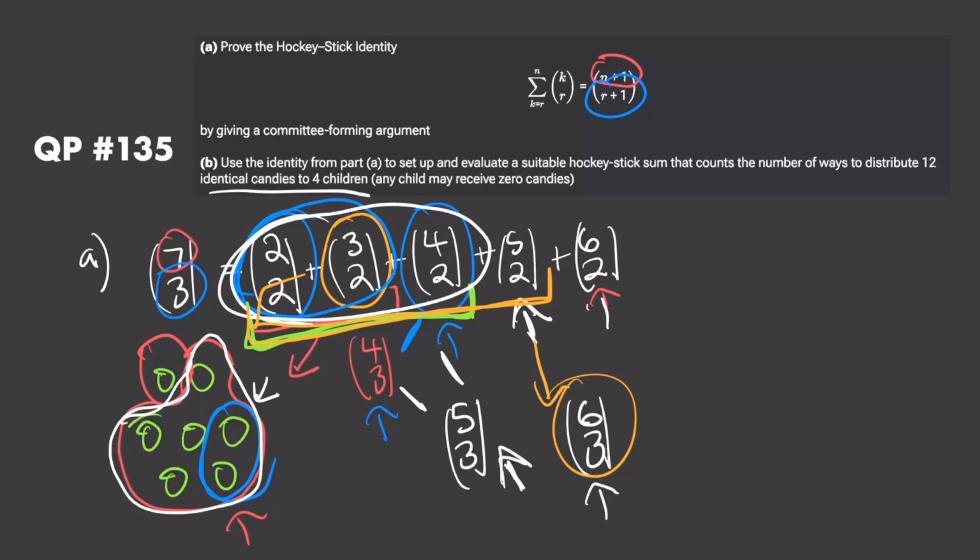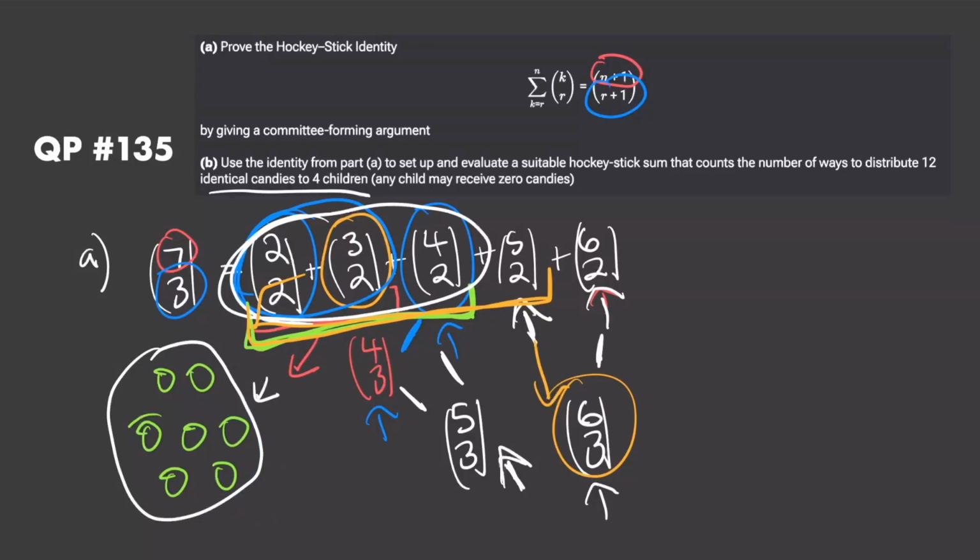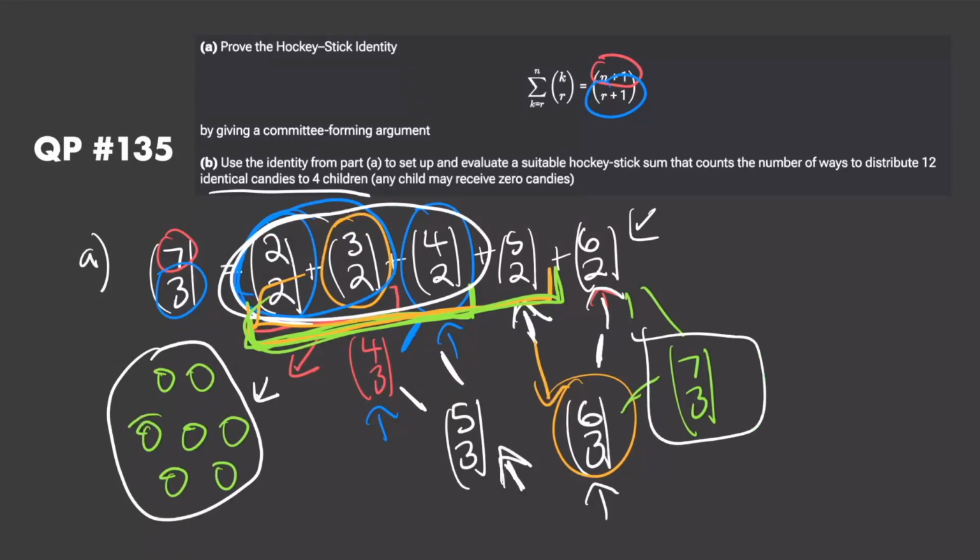6 choose 2 is the number of ways to form a committee such that this person right here has to be included. So when we sum these up, we're going to get the total number of committees that we can form from this group of 7. And that's just another application of Pascal. We previously computed that these first 4 terms were summing up to 6 choose 3. So when we add on 6 choose 2, again, that is just 7 choose 3 by Pascal. So we just showed that these 5 terms sum up to 7 choose 3, exactly what we wanted to show.